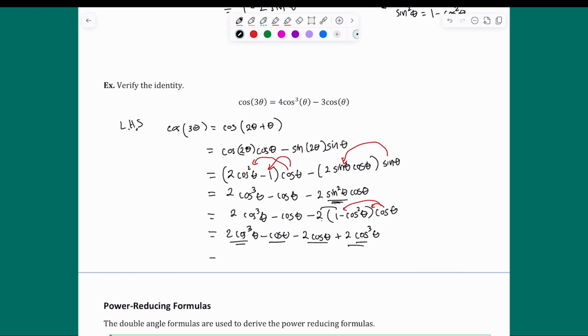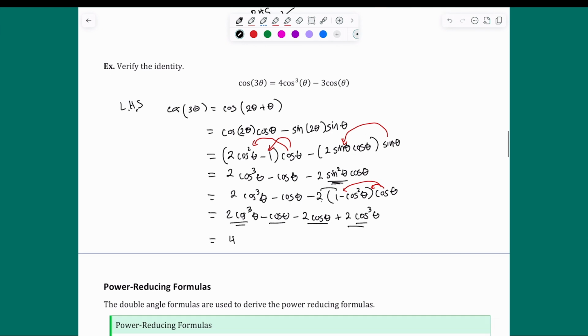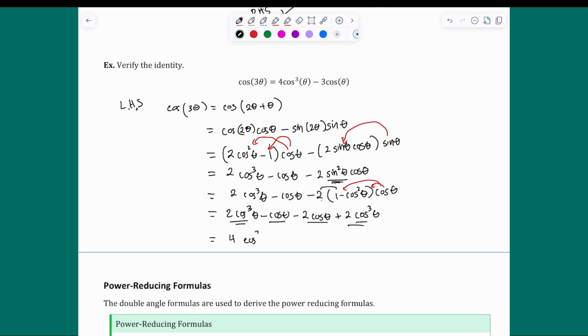So we're going to have equals 4 cosine cubed theta, and then minus 1 cosine theta minus 2 cosine theta is minus 3 cosine theta. And that is the right hand side of that identity, so we're done.